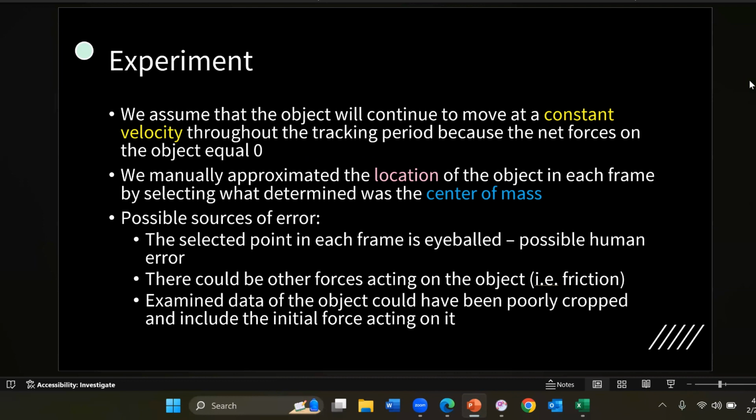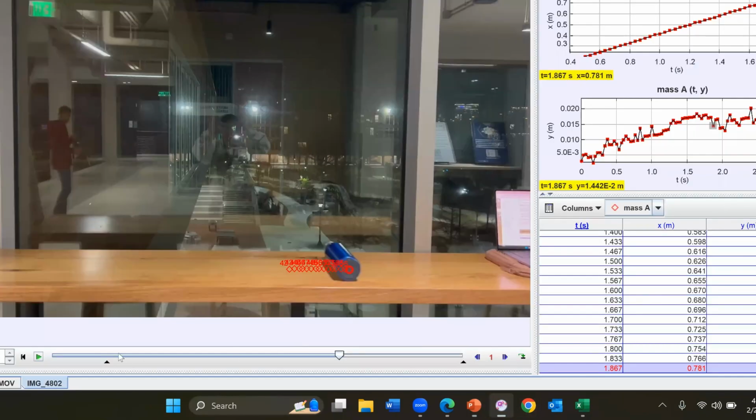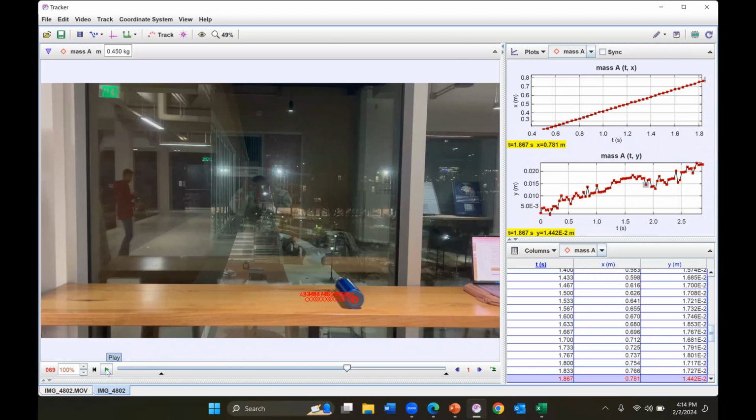We also manually approximated the location of the object in each frame by selecting what we determined was the center of mass. Possible sources of error include human error from eyeballing the center of mass in each frame, the presence of other forces acting on the object, and human error from cropping the video too close to the initial push of the object.